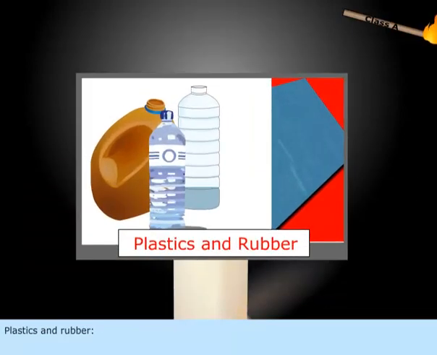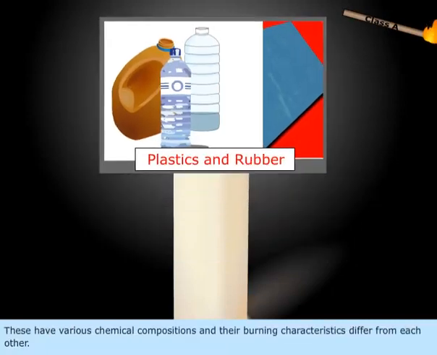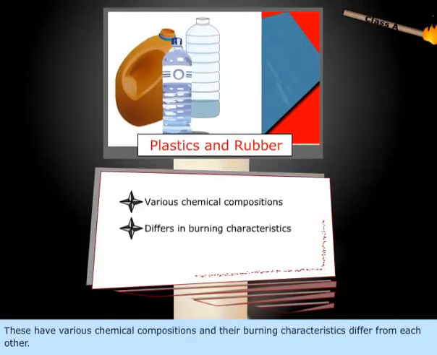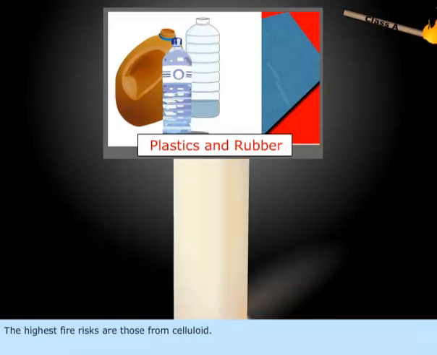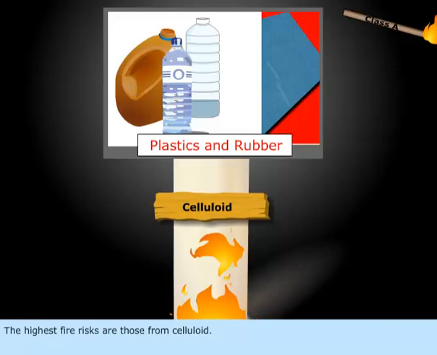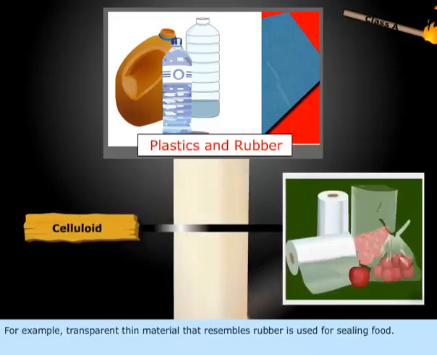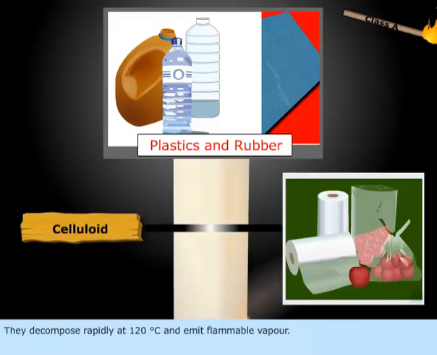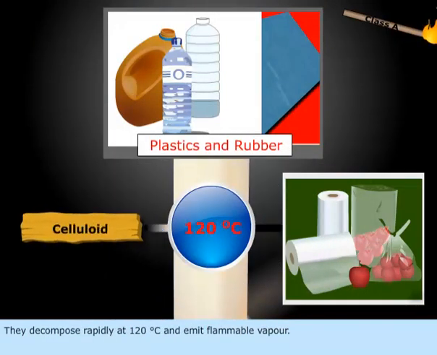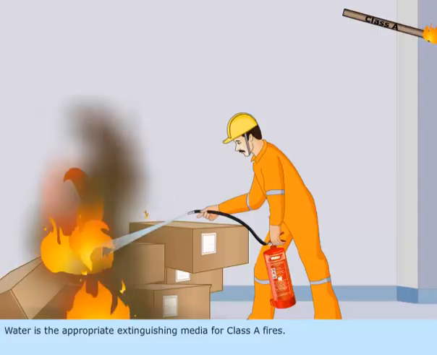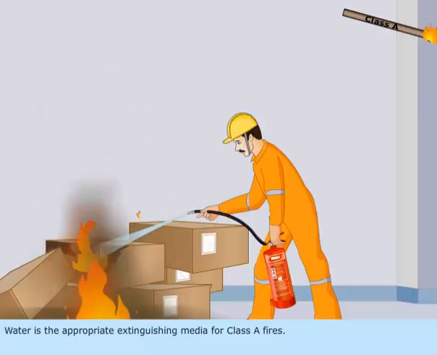Plastics and rubber. These have various chemical compositions, and their burning characteristics differ from each other. The highest fire risks are those from celluloid, for example, transparent, thin material that resembles rubber and is used for sealing food. They decompose rapidly at 120 degrees Celsius and emit flammable vapor. Water is the appropriate extinguishing medium for Class A fires.